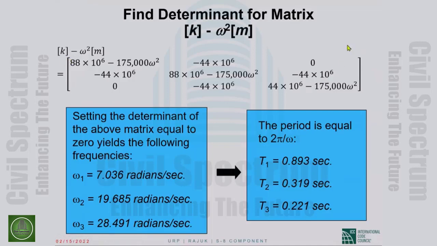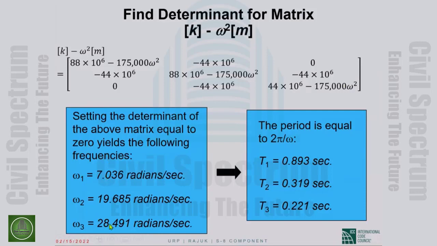If we take the determinant of that matrix and set it equal to 0, we can solve for values of omega. Since there are 3 equations, there are 3 values of omega that we will get. So if we set the determinant of this k minus omega squared m matrix equal to 0, we can solve for 3 values of omega, which we did, and the omega values came out as shown here.